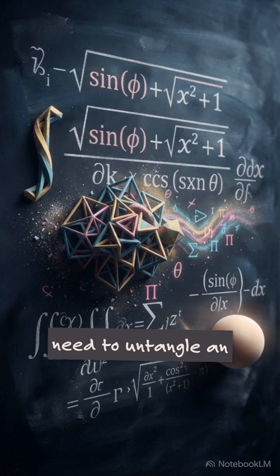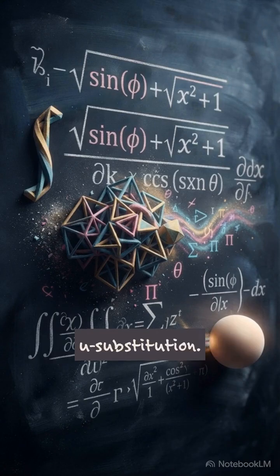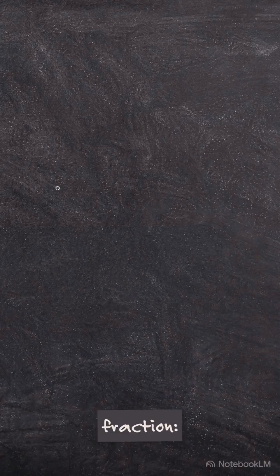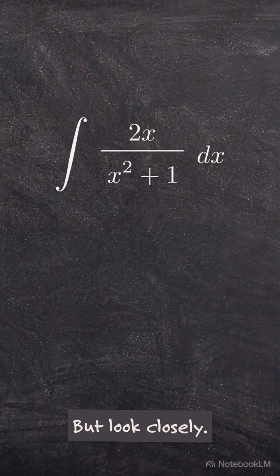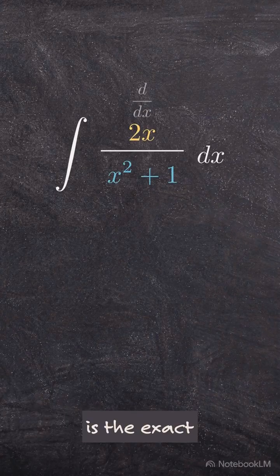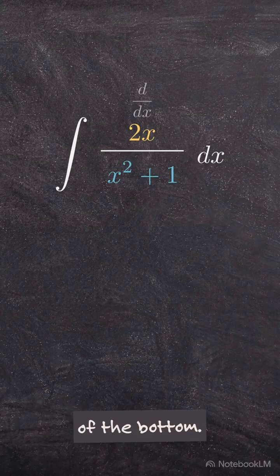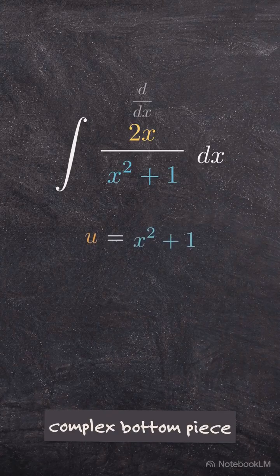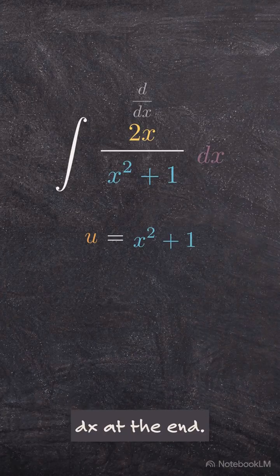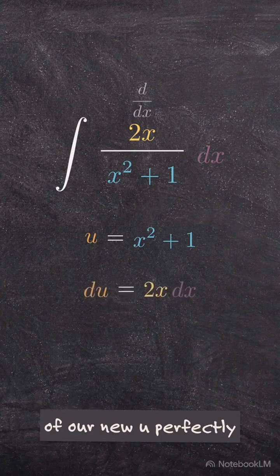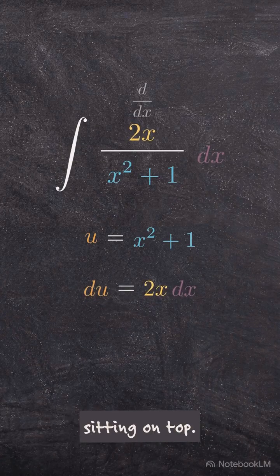When mathematicians need to untangle an integral that looks impossible to solve, they use a trick called u-substitution. Take this messy fraction, the integral of 2x over x squared plus 1. There's no basic rule to solve this directly, but look closely. The top of the fraction is the exact mathematical derivative of the bottom. We start the trick by packing that complex bottom piece into a single temporary letter, u. Since we're switching to u, we also have to swap out that dx at the end, and the derivative of our new u perfectly matches the leftover 2x dx sitting on top.